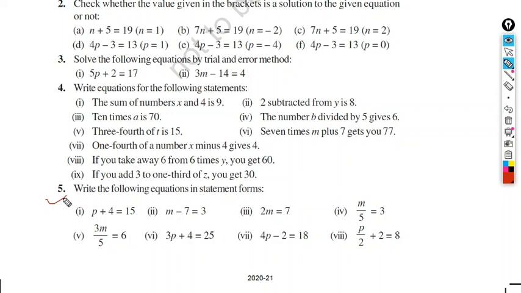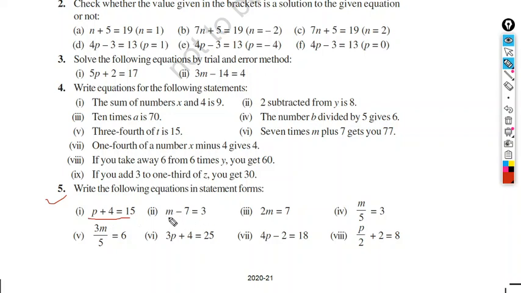Now we'll move to question number 5. Write the following equation in statement form. There are a lot of equations here. We have to write them in statement form. So first one, p plus 4 equal to 15. That means what has been done here? p has been added to 4, or you can write p is added to 4 to get 15.